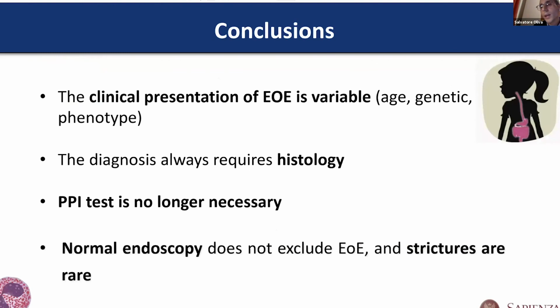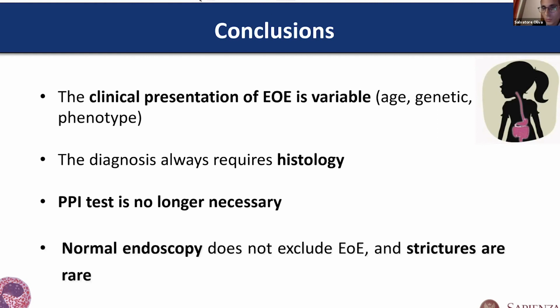So in conclusion, I would like to run through the following points. As I mentioned before, the clinical presentation is extremely variable. It depends on the age, on the genetic background, and on the phenotype, which is different for each specific patient. And the diagnostic process requires an adequate number of biopsies that should be evaluated by an expert pathologist. The PPI therapy is no longer necessary to make the diagnosis. The diagnosis can be made just by doing an endoscopy and taking biopsies with an adequate number of eosinophils.